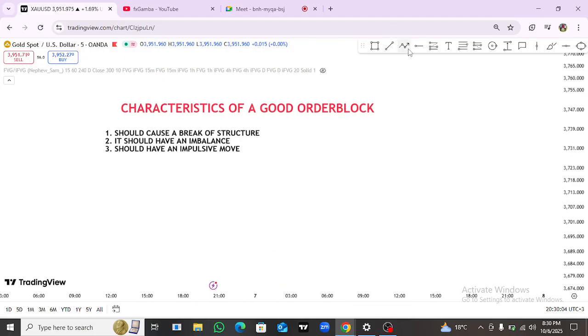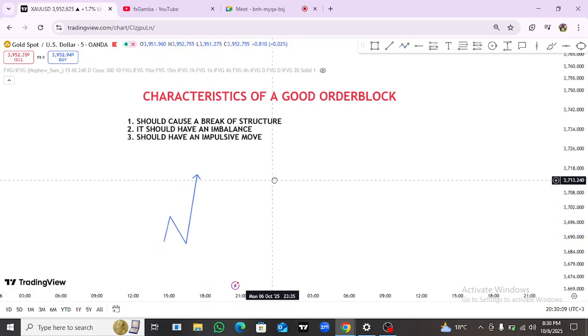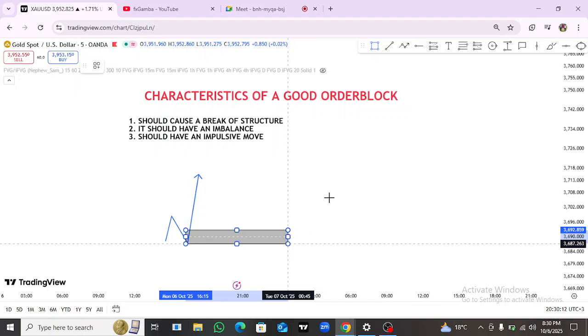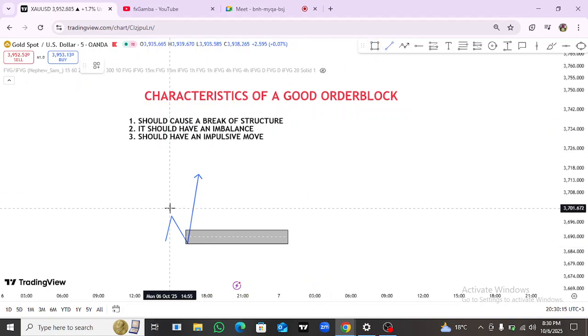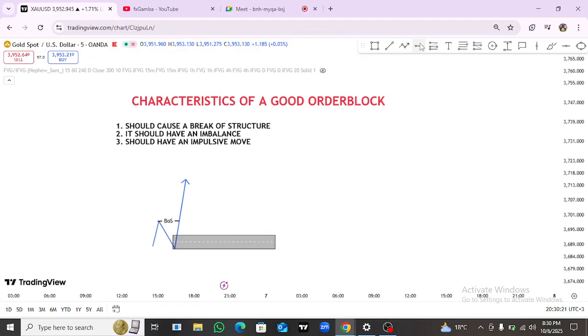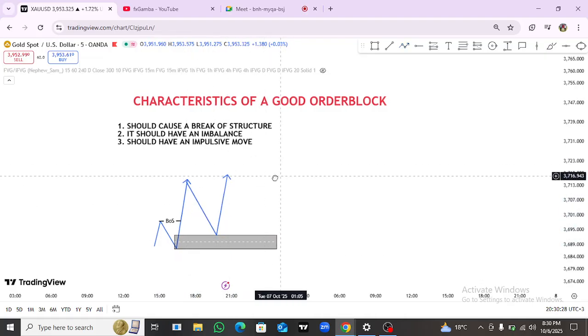Number one, a good order block should cause a break of structure. So for example, if this is an order block that we are looking at this point over here, this one shall be a good order block because it has caused this break of structure here. That's a good order block because it has caused a break of structure. What we shall be expecting is retesting of that zone, then we have a push to the above.